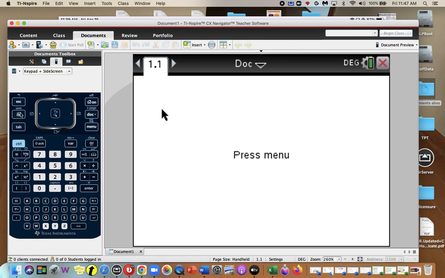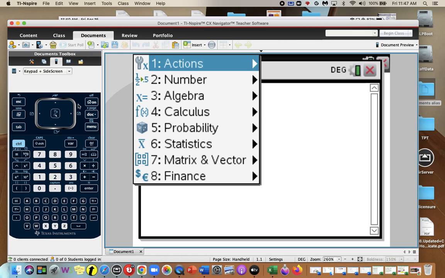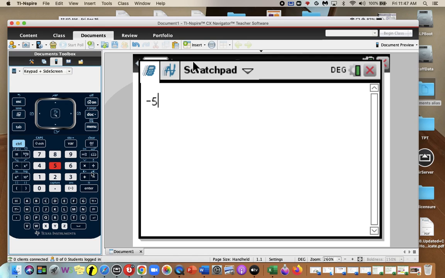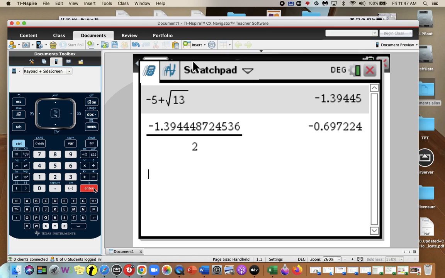All right, so I'll just open a Scratchpad page. And again, it was negative 5 plus the square root of 13. I like to hit enter before I divide, so I'll hit enter and then divide by 2. All right, so there's one answer. It's about negative 0.697. I'll write that down. X is about negative 0.697.